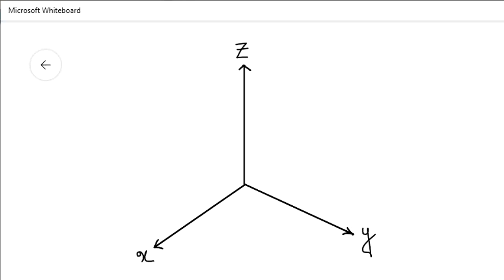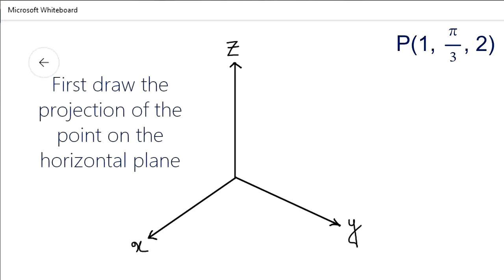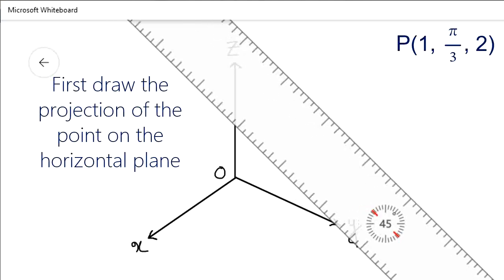This procedure we also followed for Cartesian coordinate system. To draw the projection, first we will include rho, and we know that rho is the distance from the central axis. But as we are trying to draw the projection, the point of central axis on the horizontal plane will be origin. So we have to take the rho from origin. So suppose this is our origin, and we have to take a 1 unit length line from origin.